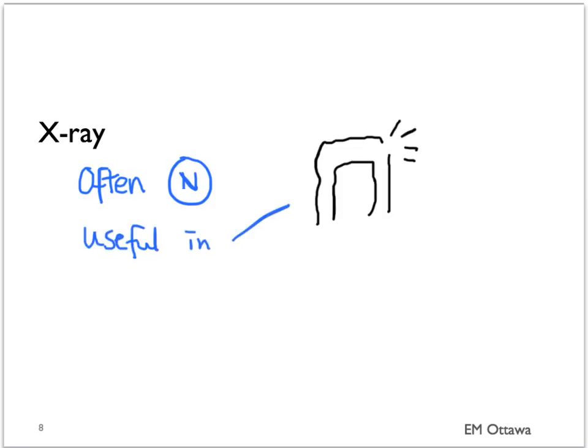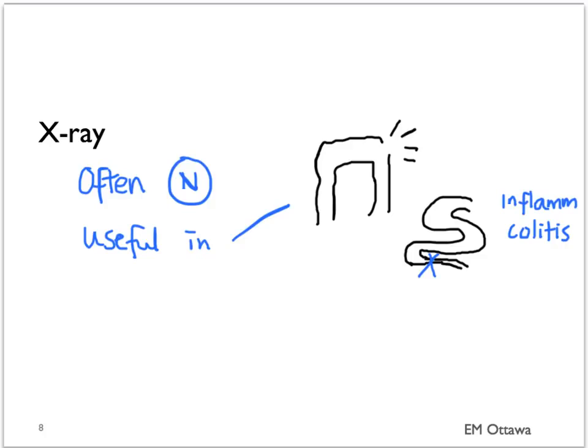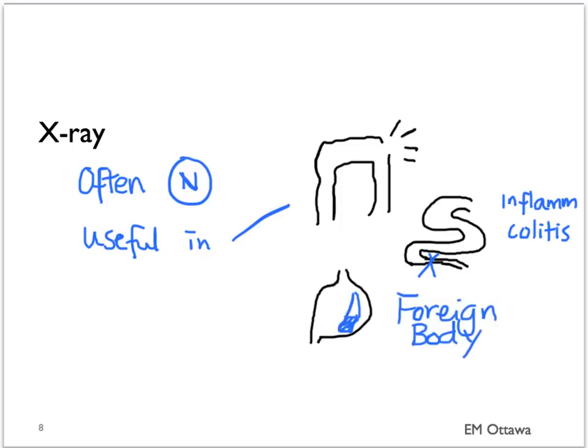Now let's move on to more conventional types of imaging. First, X-rays. X-rays are often normal in patients with GI bleed. They're useful in a few things. The first one is a perforation. Second being a bowel obstruction, that you can see sometimes in patients with inflammatory colitis, particularly if they have had surgery in the past. X-ray is also helpful if you think there is a foreign body causing the GI bleeding.